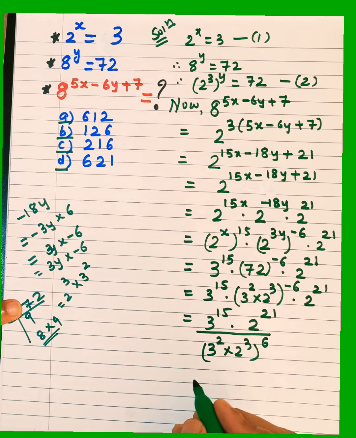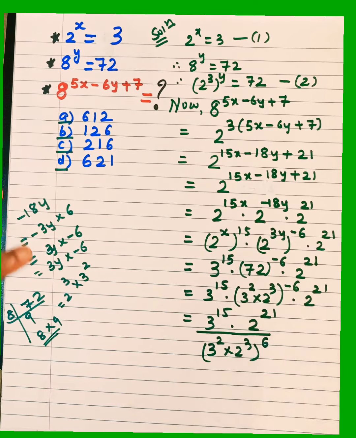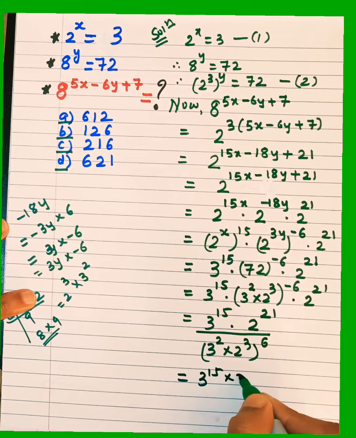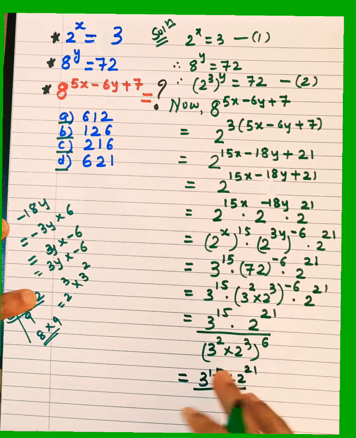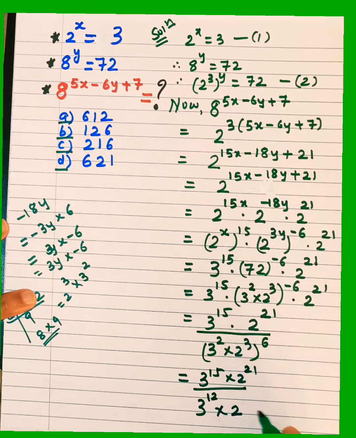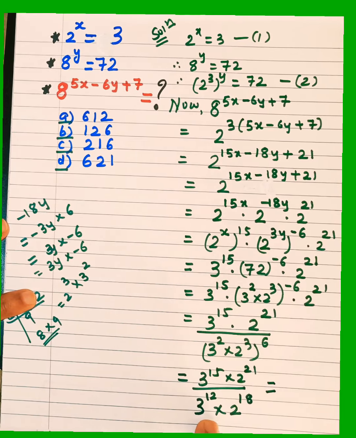Now further what we will do is, this term will become 3 raised to 15 into 2 raised to 21 upon, now here you can multiply, so it will be 3 raised to 6 twos are 12, and 2 raised to 6 threes are 18. Again this step will become this. I hope it is clear till here.